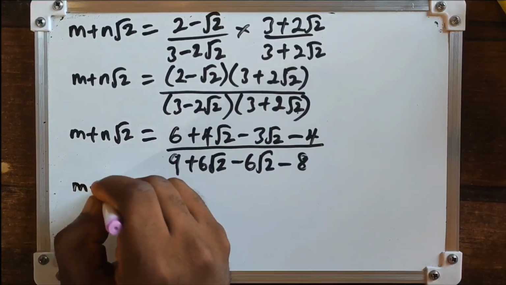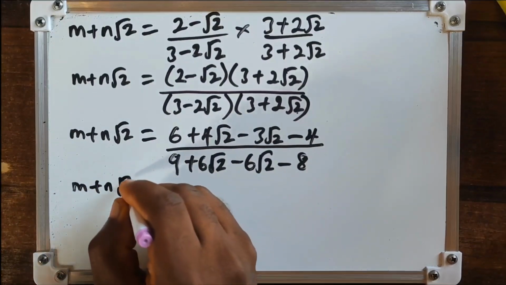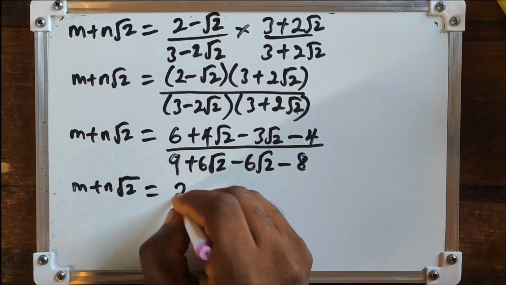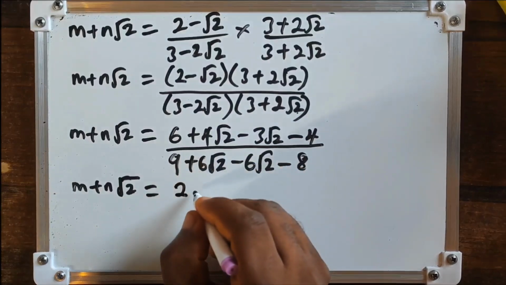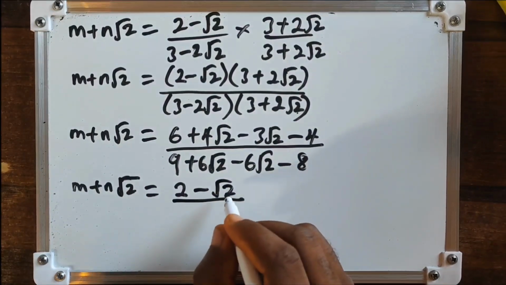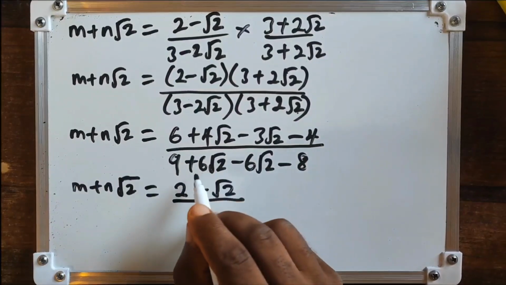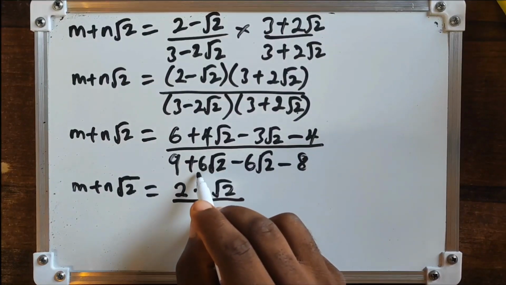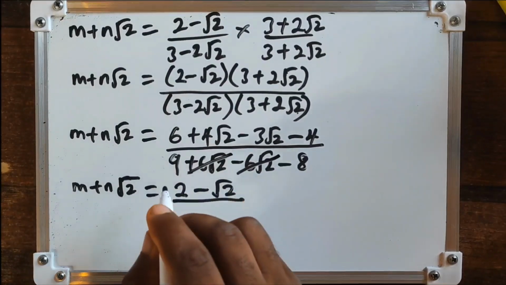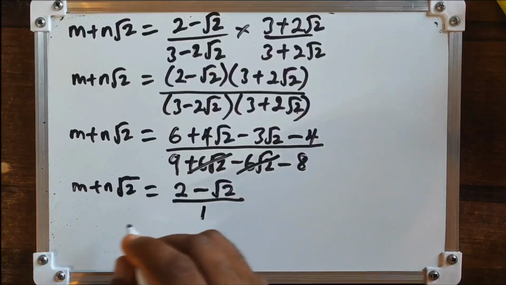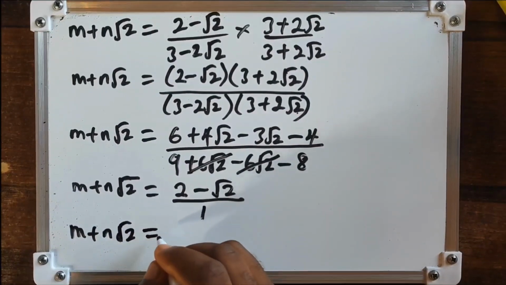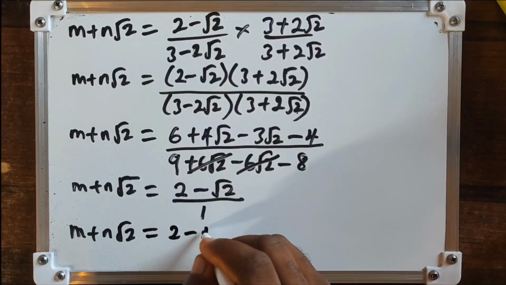So I have m plus n root 2 equal to, now 6 minus 4 is 2. Then 4 root 2 minus 3 root 2 is minus 1 root 2, which is the same thing as minus root 2, all over. Now, this minus 6 root 2 is the additive inverse of 6 root 2, so they will cancel themselves out. And so 9 minus 8 is 1. So I can say that I have m plus n root 2 to be equal to 2 minus root 2.